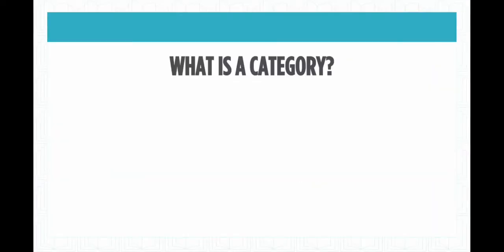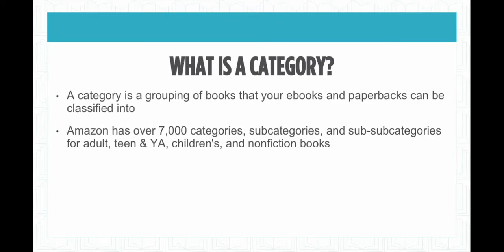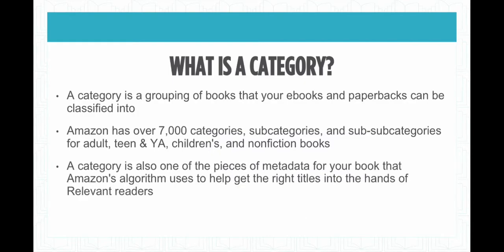What is a category? Well, it's a grouping of books that your ebooks and your paperbacks can be classified into on Amazon. Amazon has over 7,000 categories and subcategories for adult, teen and YA, children's, nonfiction books, etc. Now, a category is also one of the pieces of metadata for your book that Amazon's algorithm uses to help get the right titles in the hands of relevant readers.